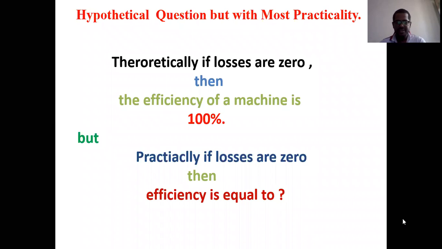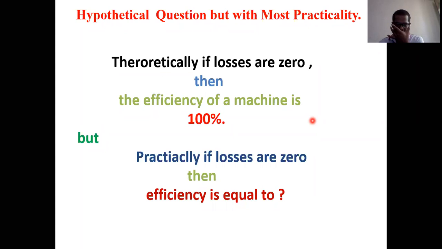Yes, I am getting the messages. 18 series 253 is saying 99.9% or 99.8%. Is that an ideal case or a practical case? Tell me, if the losses are zero, then what is the value of efficiency, practically? Okay, 253 is saying that practically if the losses are zero, it is 99.9% or 99.8%. And one more person, 18 series 226, is saying 100%.